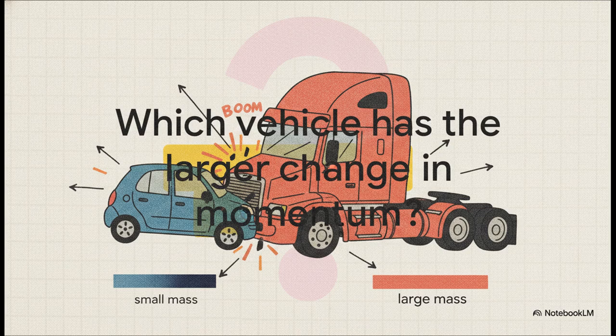Imagine a small car and a massive truck traveling at the exact same speed. They collide head-on, they crumple, and they stick together. Which vehicle undergoes the larger change in the magnitude of its momentum? Is it the massive truck, the smaller car, or is it the same?